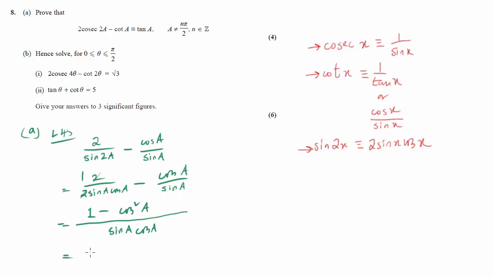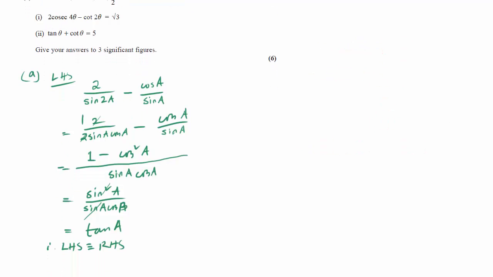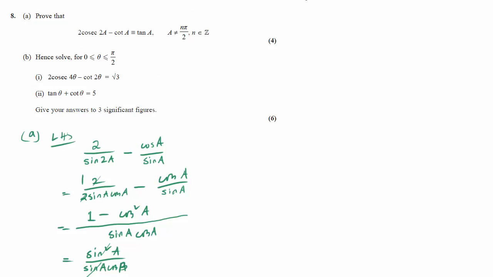So now we know 1 minus cos squared A is sine squared A. So now we have sine squared A over sine A cos A. So what happens is that this sine A and this cancels off, so we have sine A by cos A, which is going to be tan A. Therefore, the left hand side is identical to the right hand side. Proved.